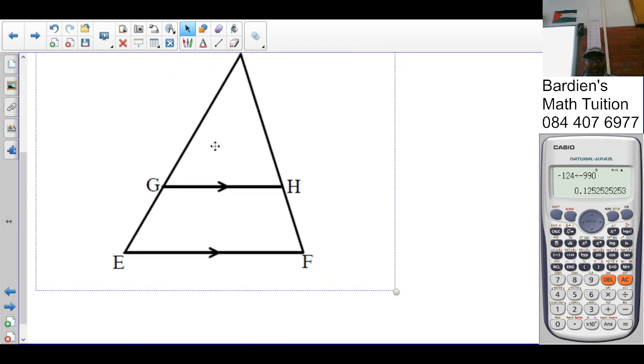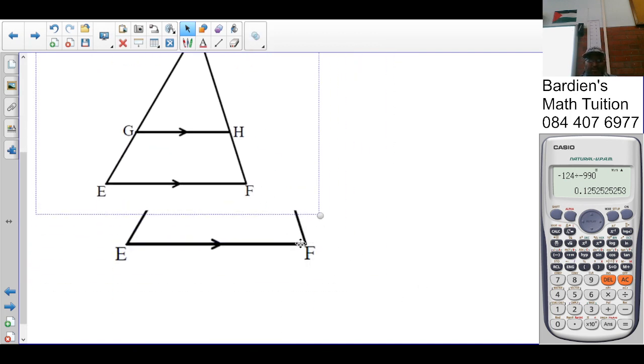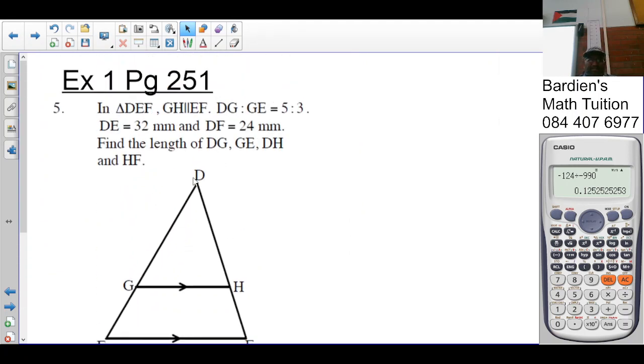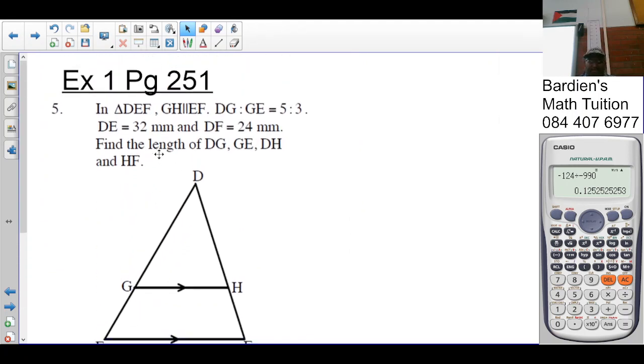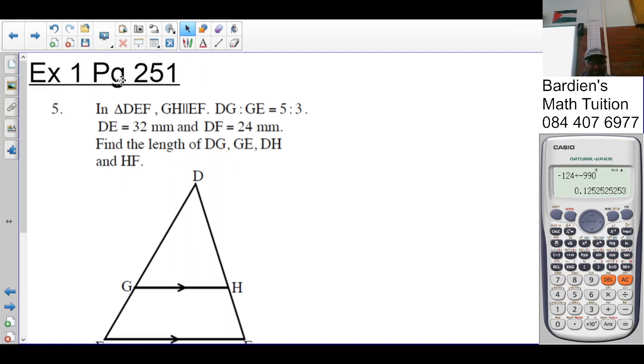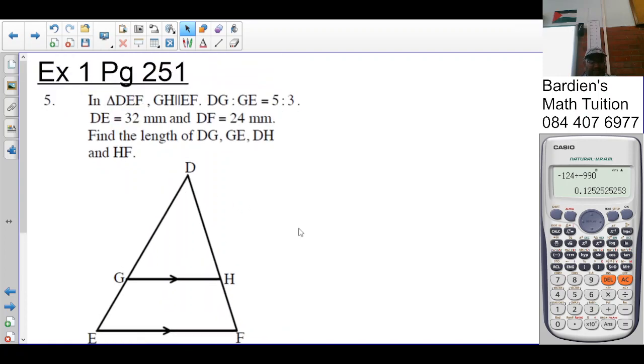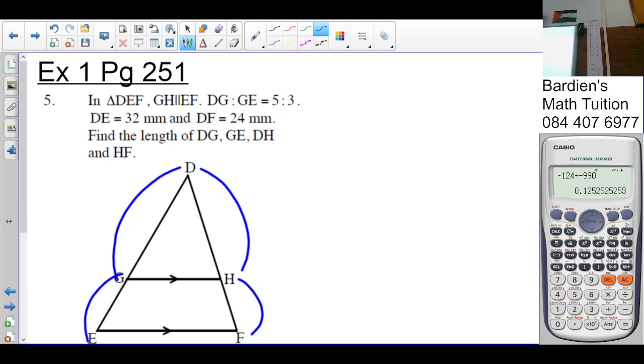As I said, this will be different pages for different textbooks, especially when it comes to the workbook. The workbook's numbering is different to the textbook itself. That said, let's do this. The question says in triangle DEF. As I said before, they're going to name the big triangle. We are told that GH is parallel to EF, which means DH over HF is equal to DG over GE, and all the variations that go with it.